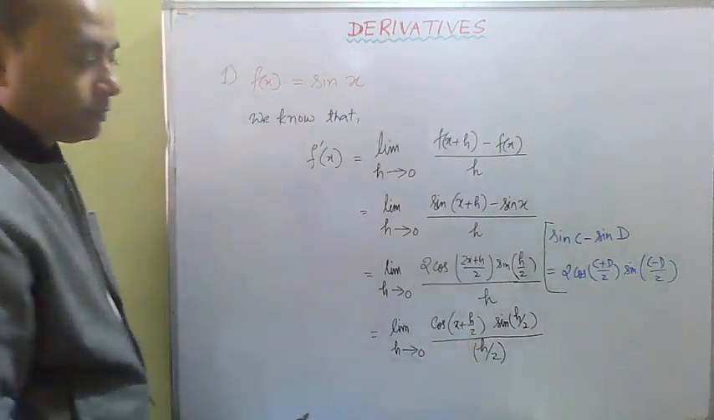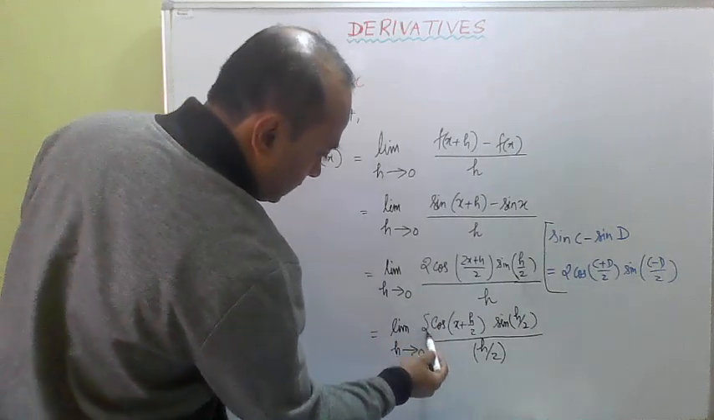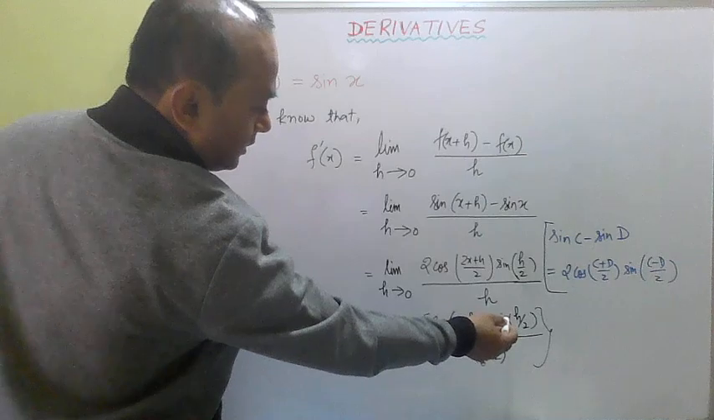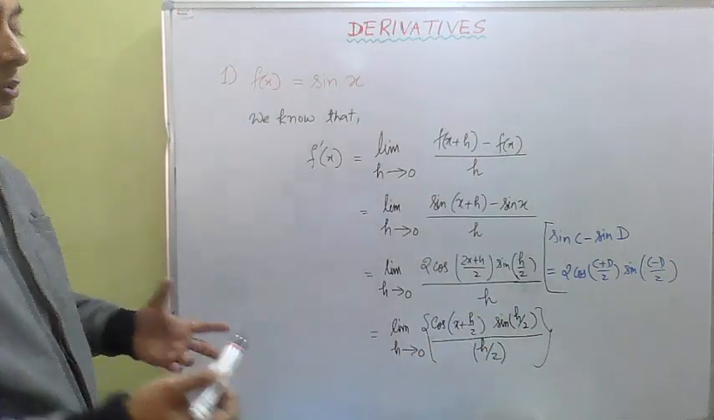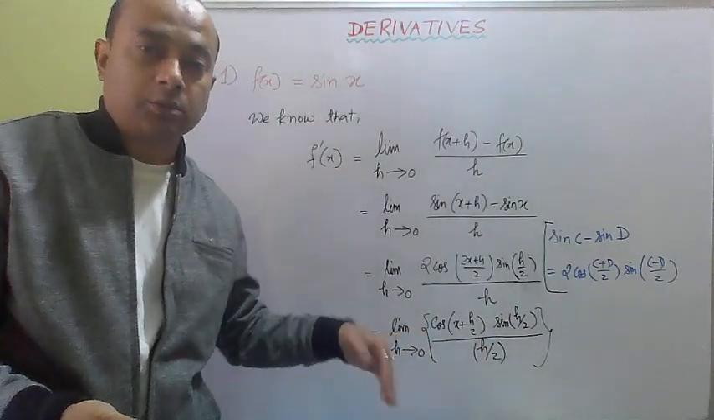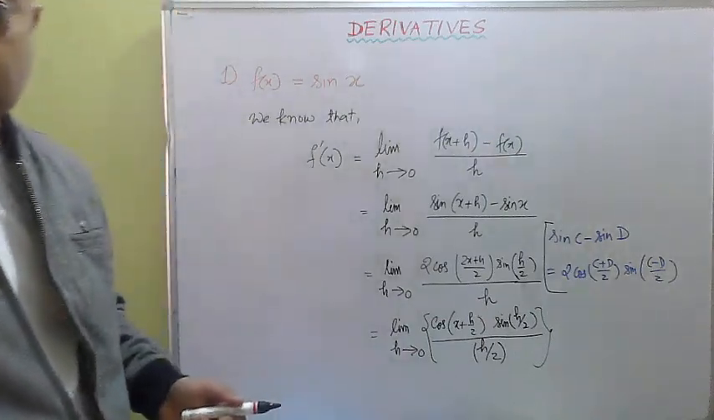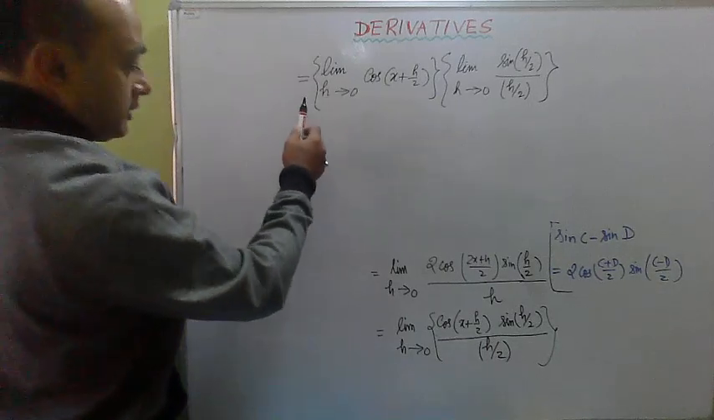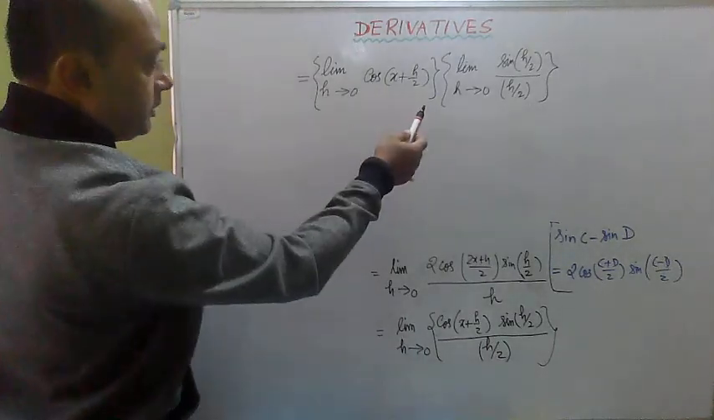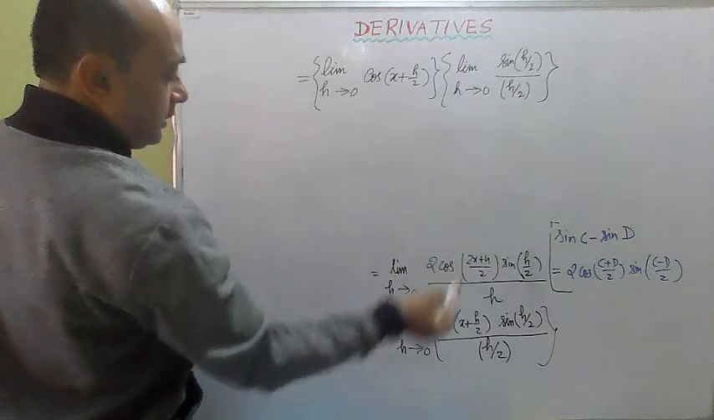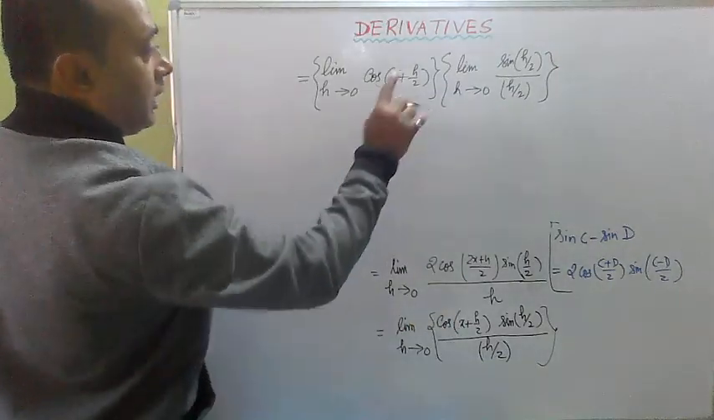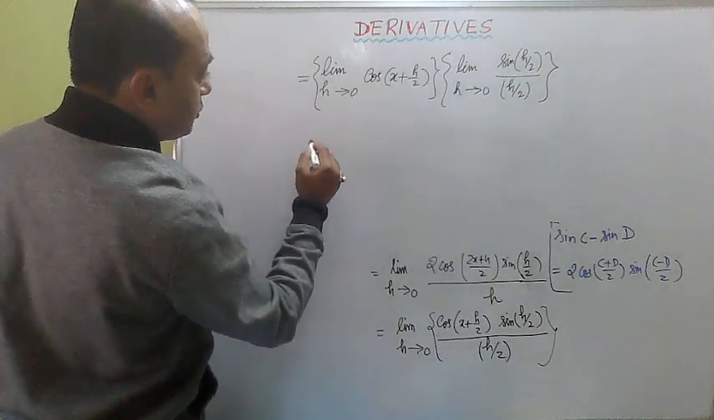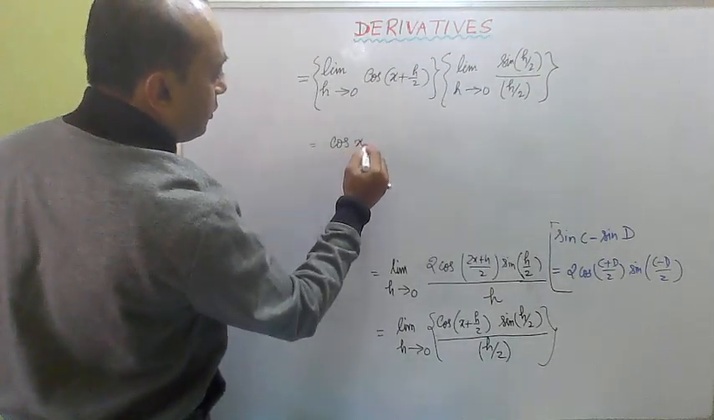Now in the next step, what I am going to apply is the algebra of limits. This limit is a product of two functions, one is cos separately, one is sin(h by 2) by (h by 2). I will use that the limit of a product is equal to the product of the limits. So here we have the next step now. One limit is applicable to cos(x plus h by 2), another limit is applicable to the other function. For the first case, h tending to 0, you can write down it is only cos x.